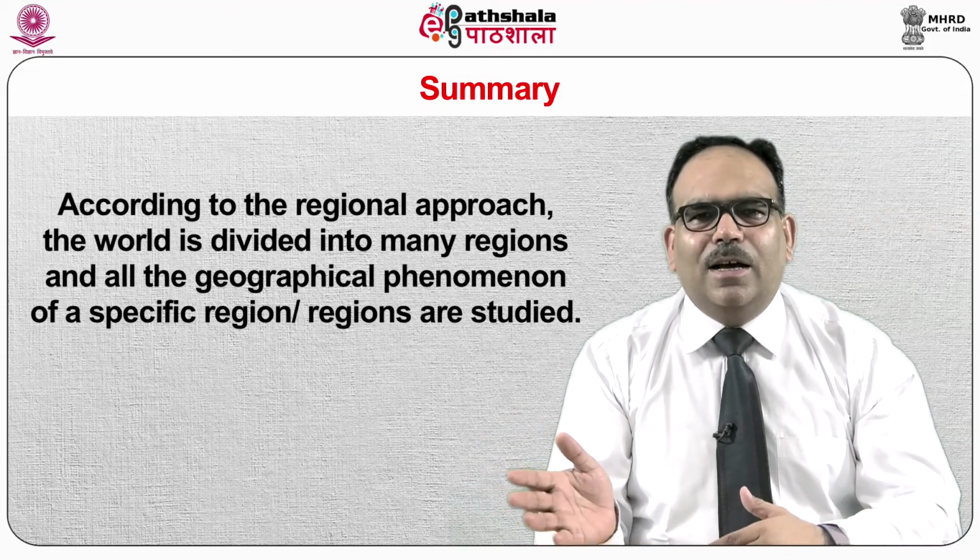There are three branches of the systematic approach, which is further segmented into physical geography, human geography and biogeography. The regional approach focuses on the regional sovereignty of the area and inculcates regional study, regional planning, regional development and regional analysis.